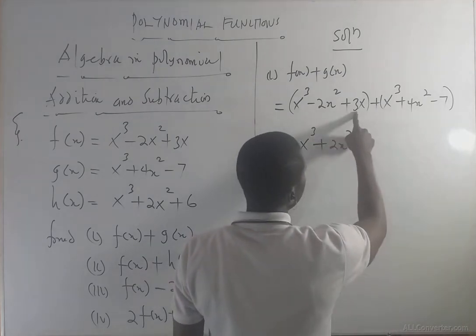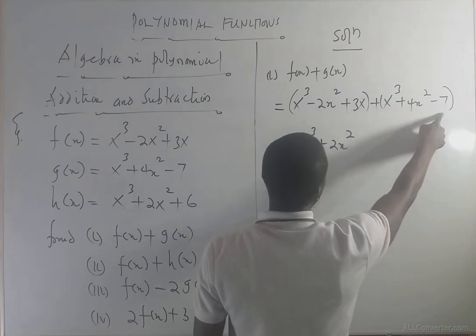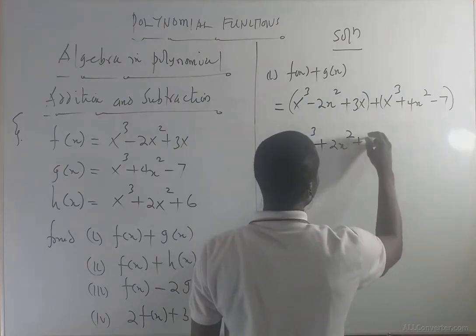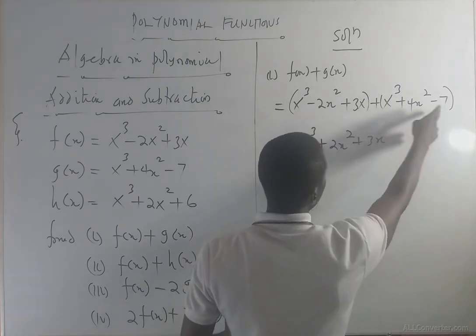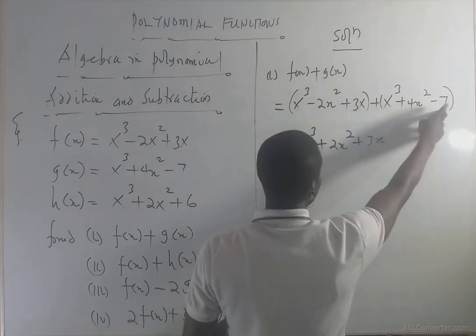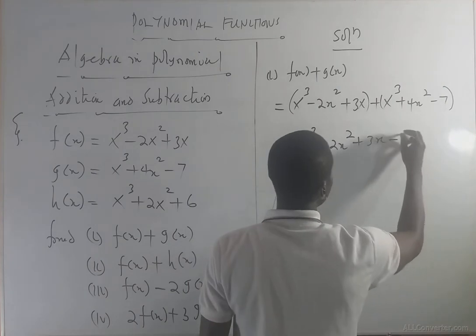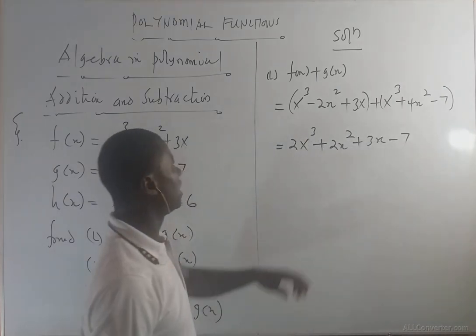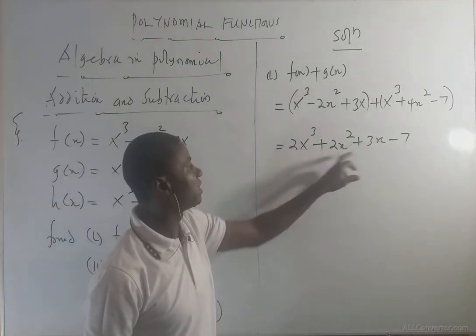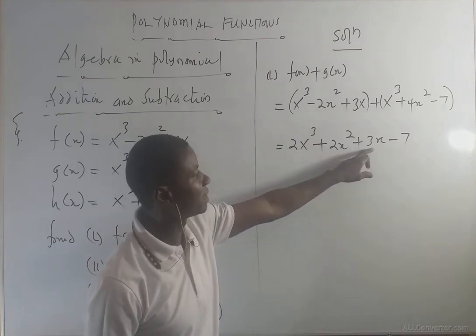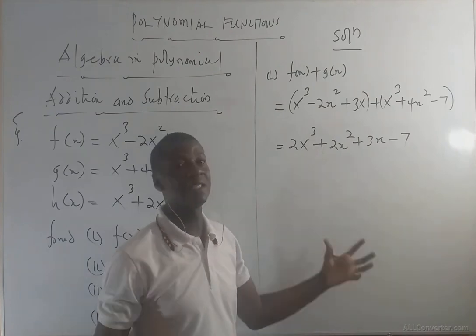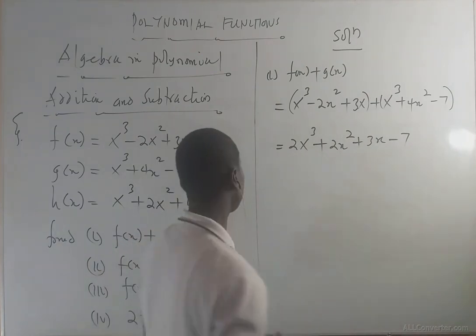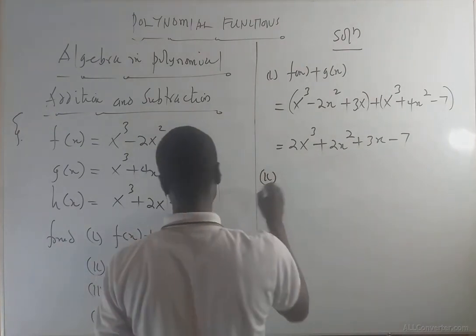Then plus 3x. There is no x term here, so we have plus 3x. Then there is no constant here, but there's a constant here. The constant here is minus 7. That means that if we add f of x to g of x, we are getting 2x cubed plus 2x squared plus 3x minus 7. So with addition of polynomials, we add the like terms together. That is all.